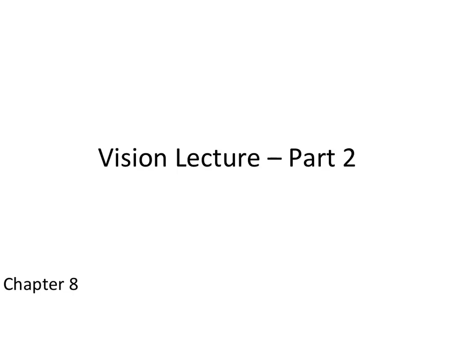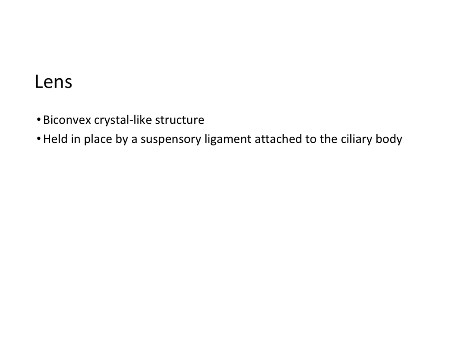Today we're going to talk about the second part of sight or vision. So in your eye you have a structure called the lens. It's a biconvex crystal-like structure. Biconvex means that it bows out on both sides, and it's held in place by a suspensory ligament that's attached to that muscle, that's smooth muscle called the ciliary body.